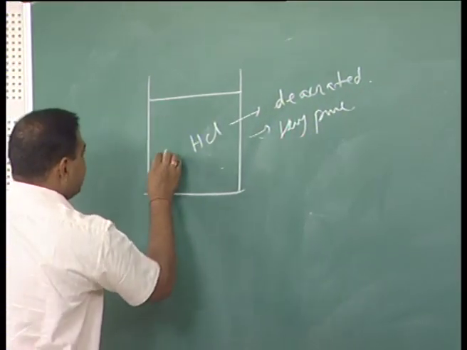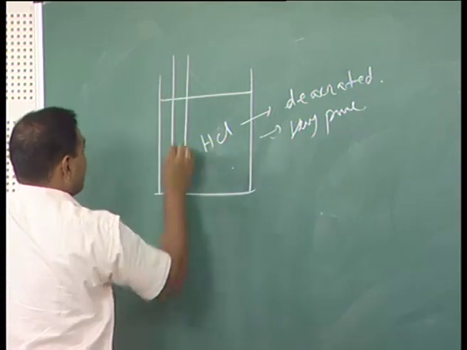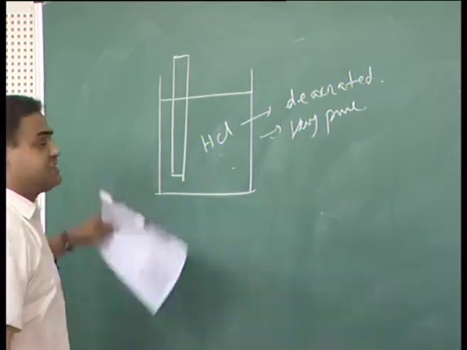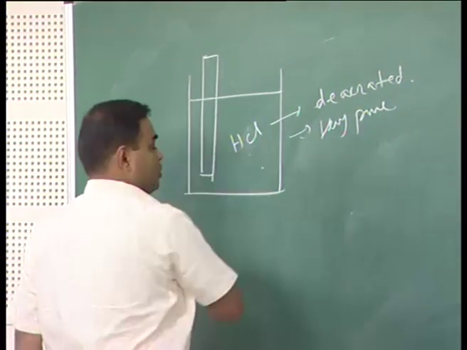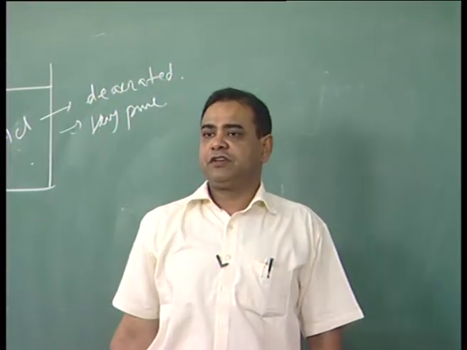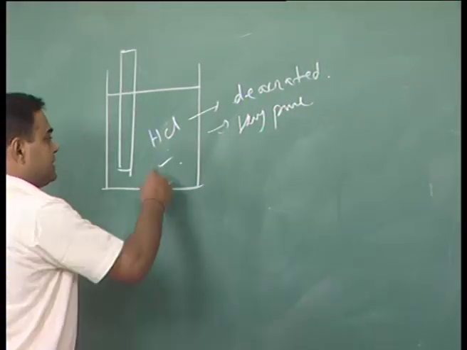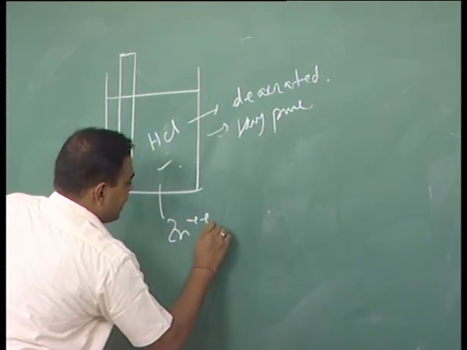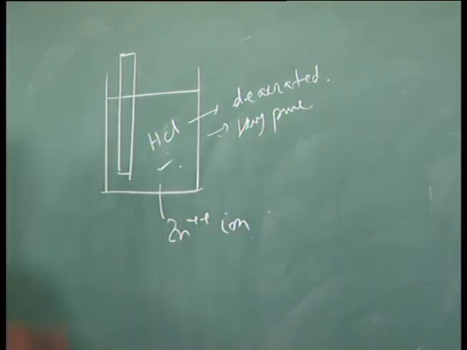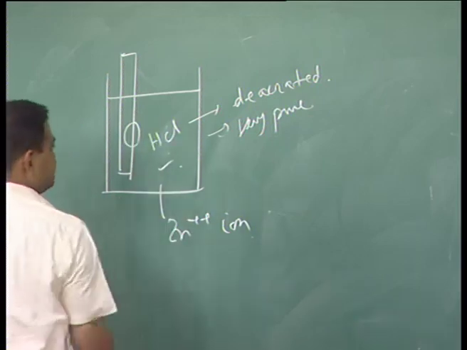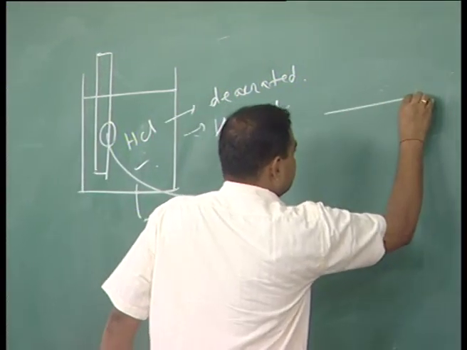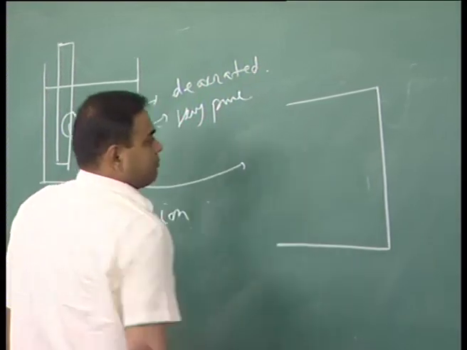Now I have put a zinc rod here. If we put a zinc rod and take it out after some time, you will see that zinc has corroded because there will be weight loss in the zinc. And if you check this media, you will see that there is zinc++ ion. Initially there was no Zn++ ion, but now after some time there is. What is happening? Let us investigate this part. Now let me blow up this small region here.